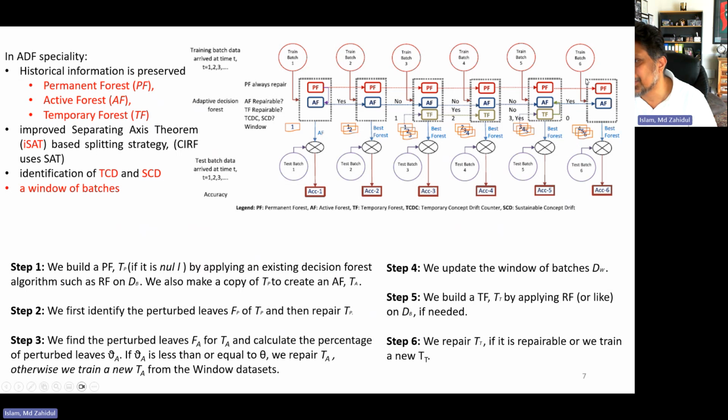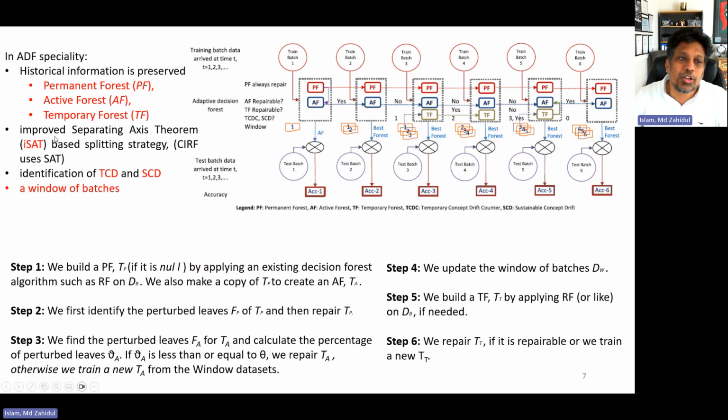And then when we get batch number 6, we check whether this active forest is repairable. Yes, it is repairable, so just repair it. This is the basic concept. So here we basically use three parallel forests: permanent forest, active forest, and temporary forest. And also, as I mentioned, repairable versus not repairable, I will explain that in a minute very briefly.